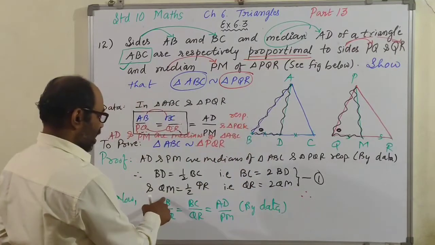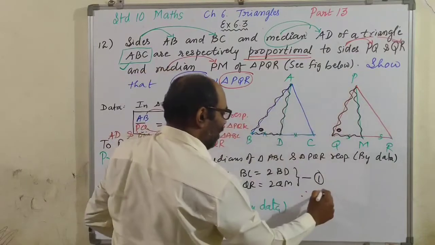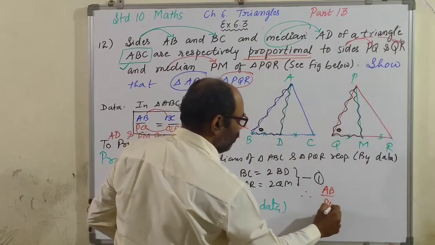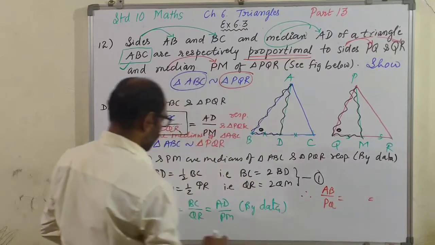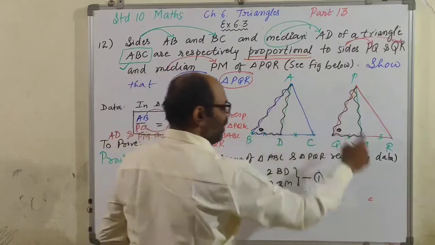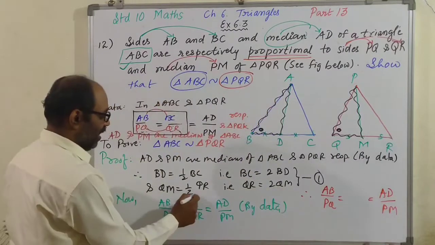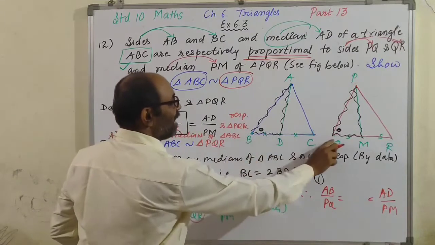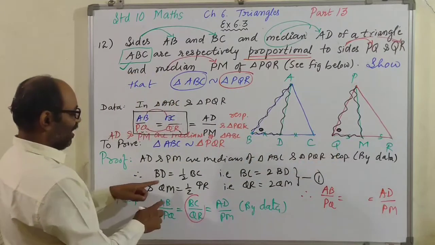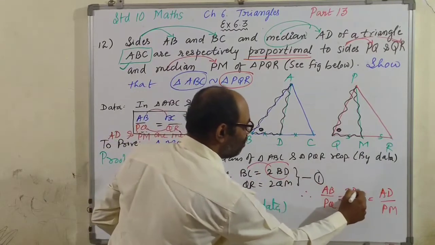Therefore, AB upon PQ is equal to AD upon PM, that is also the serpentine. AD upon PM, but in the middle, this is not the serpentine, this is the whole side BC. But you know what is BC? What is BC? 2 times BD.